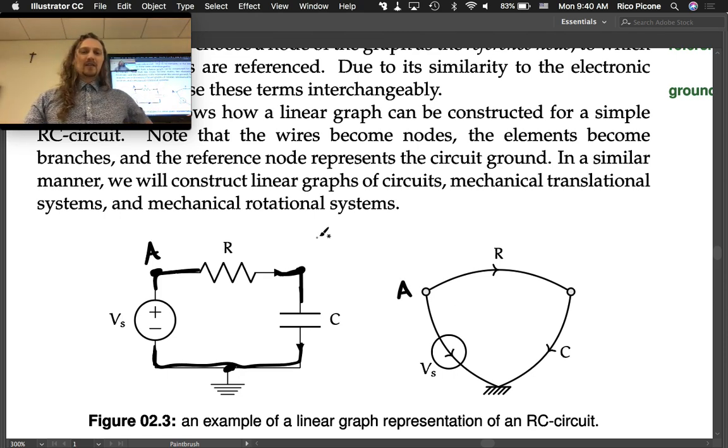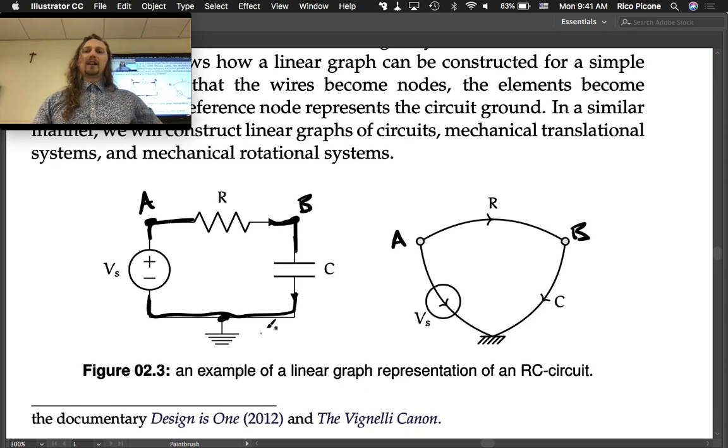Similarly, B we would represent with this single dot. And then, dang it, I can't use C, can I? Because I have C in there. I'm going to call it alpha. Is this dot, is this node. So this is the reference node, and it's associated with the ground of the circuit.